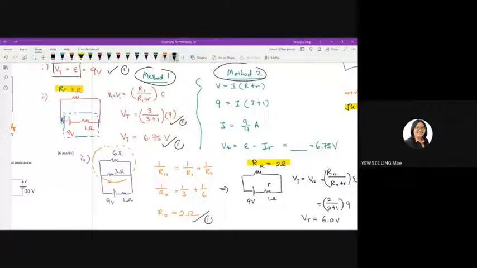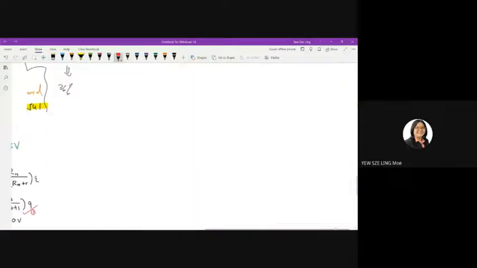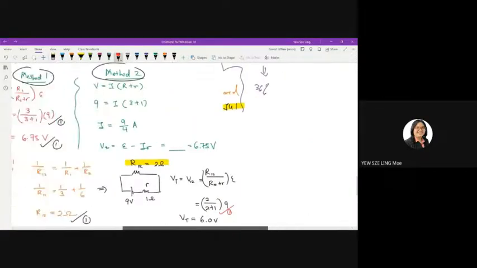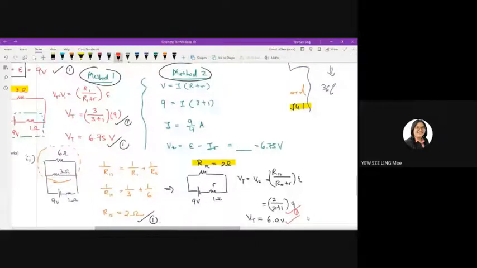So question 3, if you got the substitutions, the value correct, 1 mark. Final answer with correct unit, 1 mark. Okay, final answer with correct unit, 1 mark.